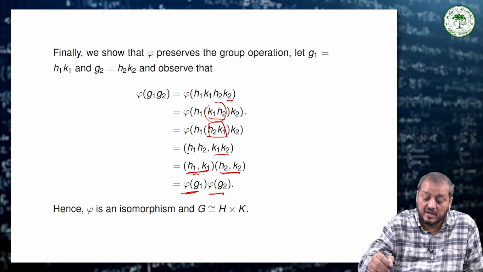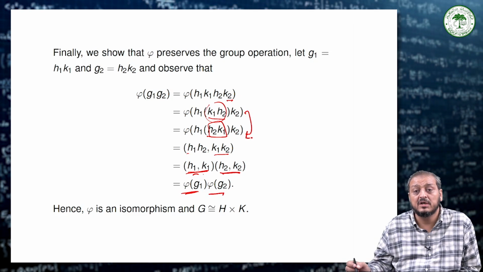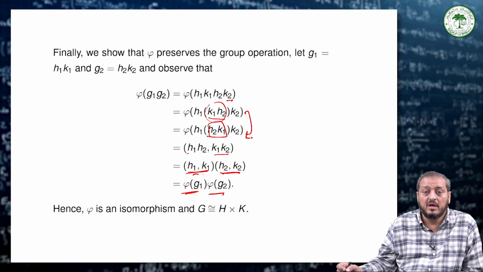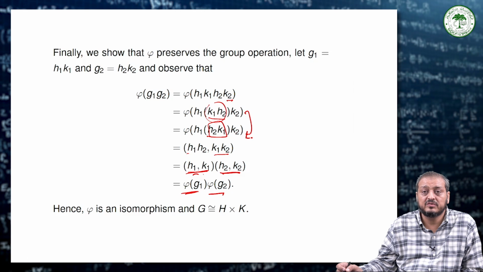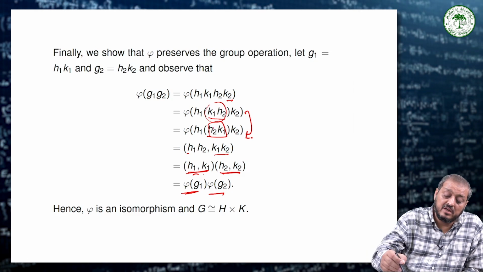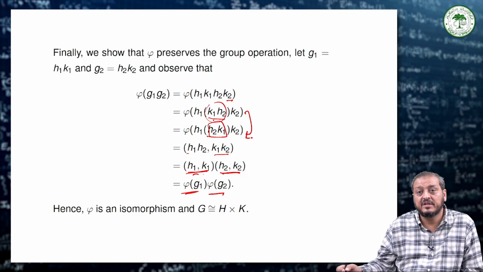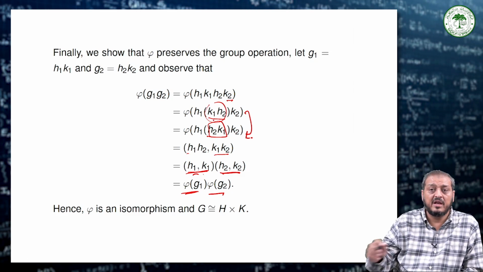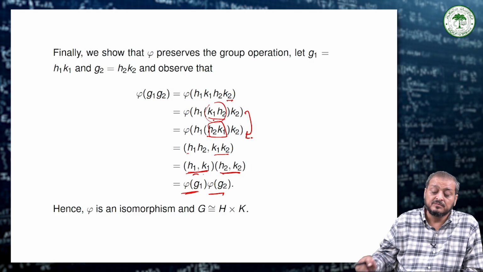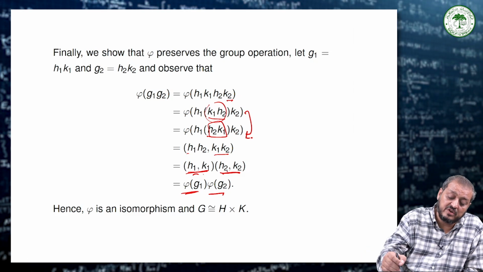So here we are using that our group G is a direct product of subgroups H and K. If G is the internal direct product of H and K, then every element has a unique representation, and every element of H and K commute. So this means commutative, we can just say that.